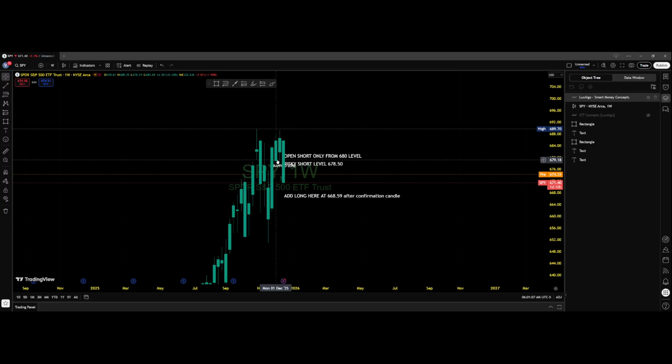679.18 is the previous week low, and 689 is the previous week high. This week so far, the high is 685.76, and so far the low is 671.